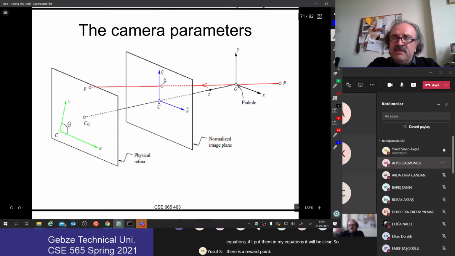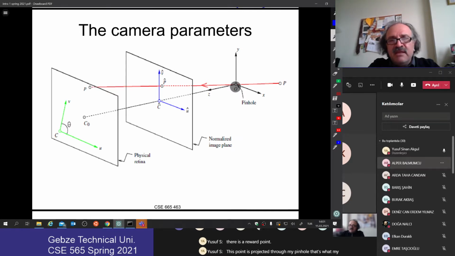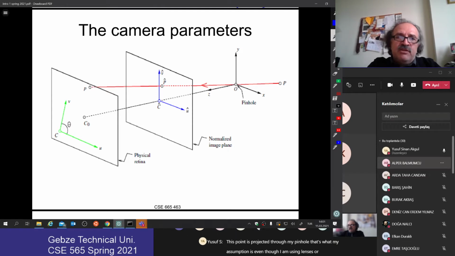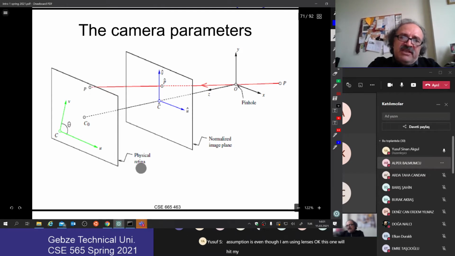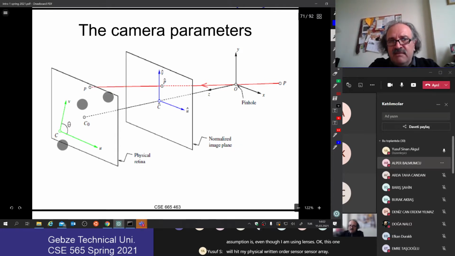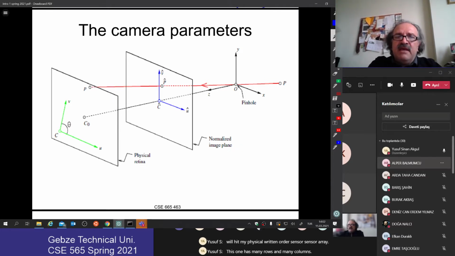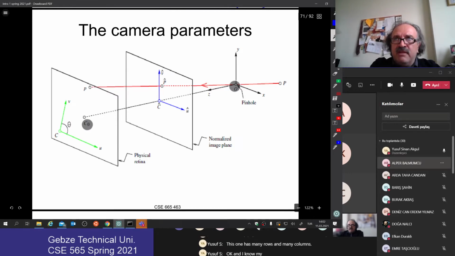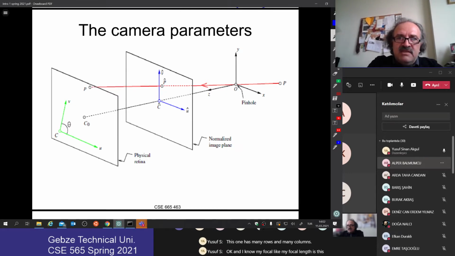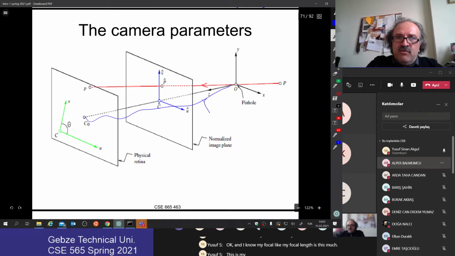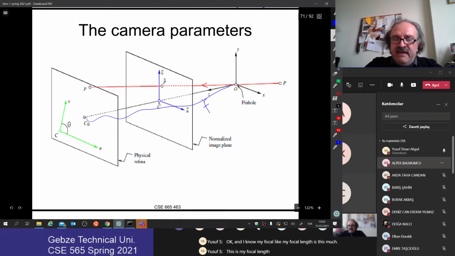So there is a real world point. This point is projected through my pinhole. That's what my assumption is, even though I am using lenses. Okay, this one will hit my physical retina or the sensor array. This one has many rows and many columns. Okay, and I know my focal length. This is my focal length, F.